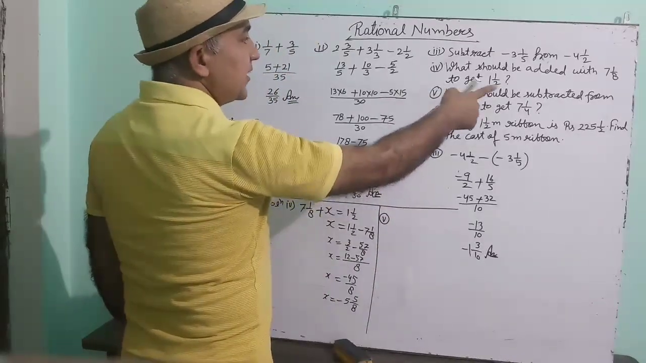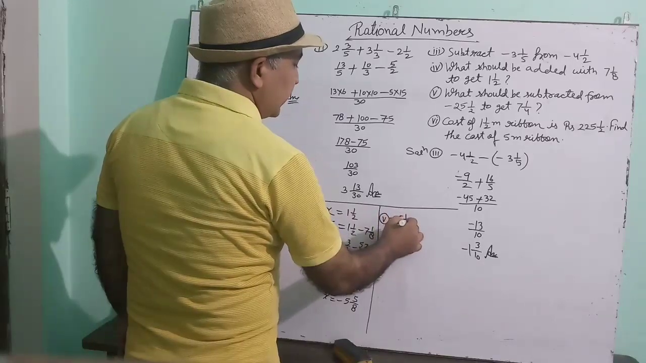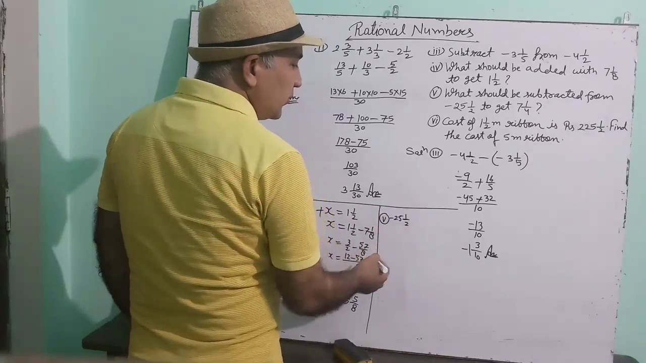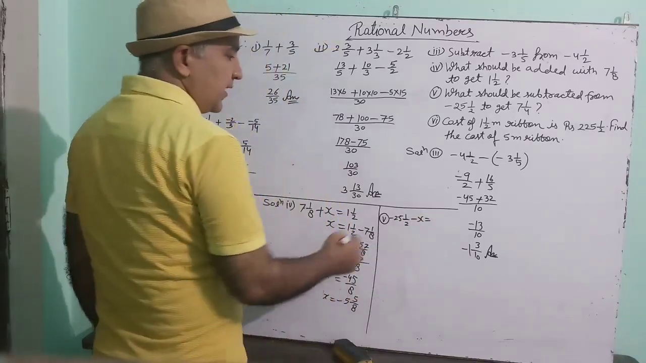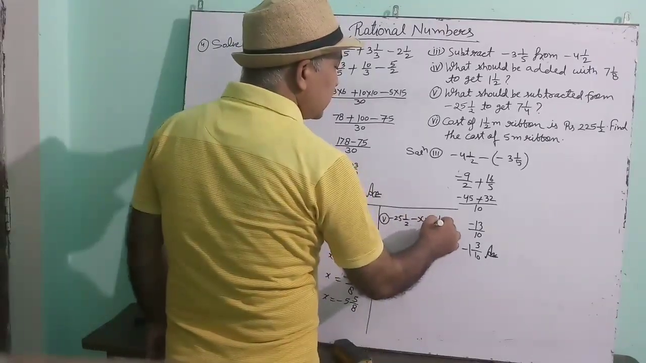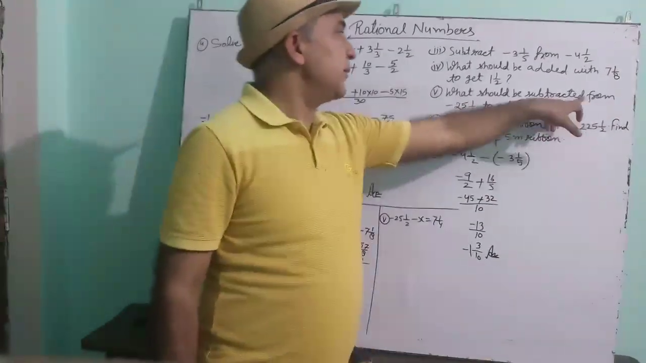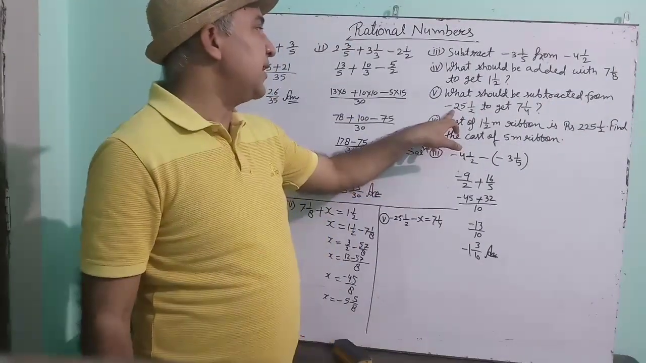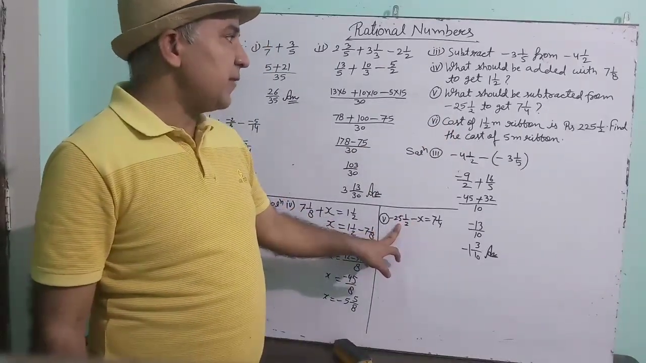What should be subtracted from this? From minus 25 and half, what should be subtracted? Suppose x should be subtracted. Then we are getting 7 into 1 by 4. Understood? What should be subtracted from minus 25 and half? X is subtracted from minus 25 and half.